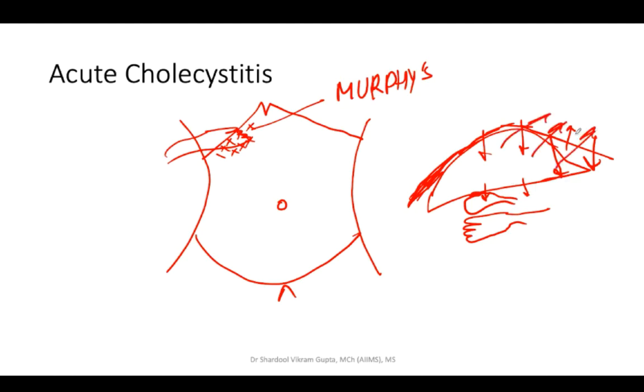So Murphy's sign says that in acute cholecystitis, if you are palpating in the right hypochondrium region and you ask the patient to take a deep breath, the patient will wince with the pain and there will be a catch in the breath. If this sign is elicited with the probe of the sonography, that is ultrasound, then it is known as sonographic Murphy's sign.